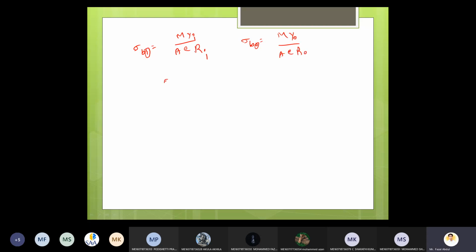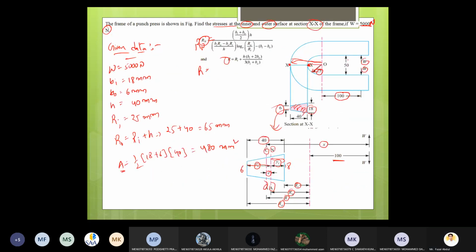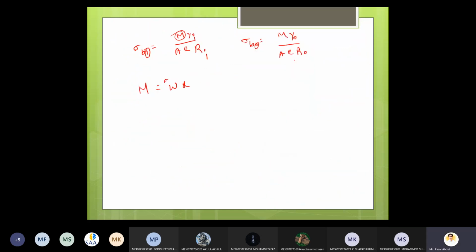Now bending moment, how much? First, we don't know the bending moment here. So bending moment is nothing but load into perpendicular distance. In the figure, here the load is applying here, and where is the central axis? This is the central axis. From here to here, this is the central axis. So load into perpendicular distance, that is W into X. 5000 into X value.